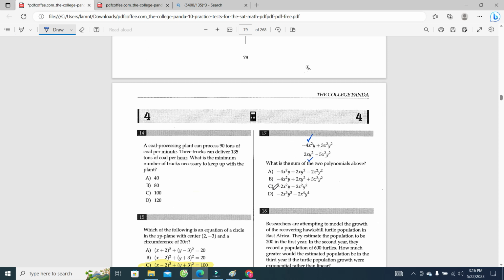So x squared y and xy squared, and it has to be 4x squared y plus 2xy squared, because there's no other term with these x and y values. So we can cross out c and b. So it's a and b left, and we know that 3x squared y squared minus 5x squared y squared, and then we're going to return minus 2x squared y squared, right? So 17 is simply A.